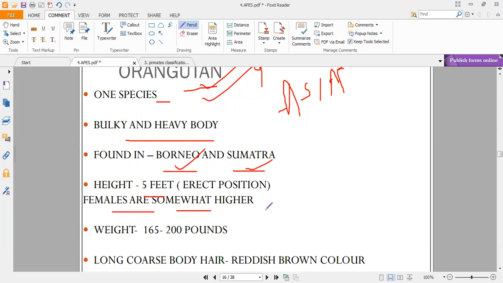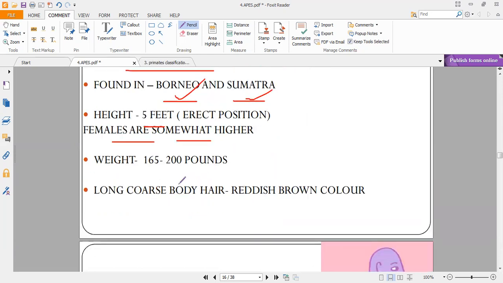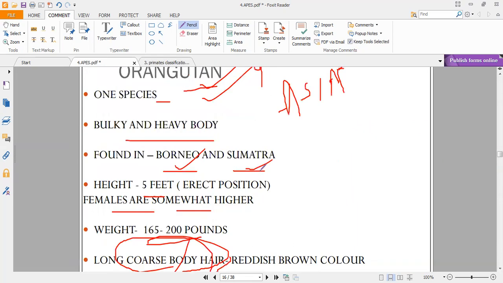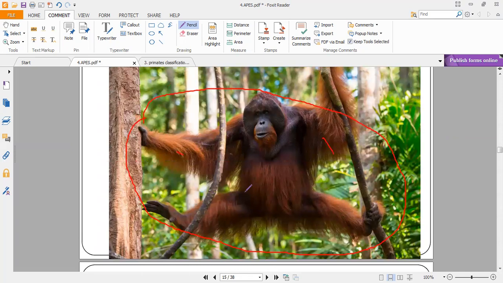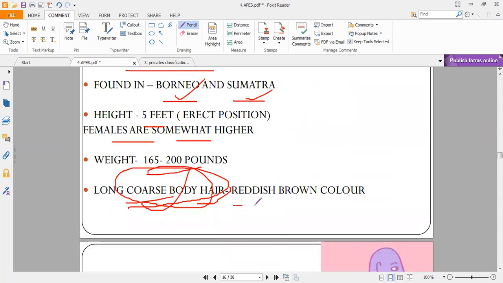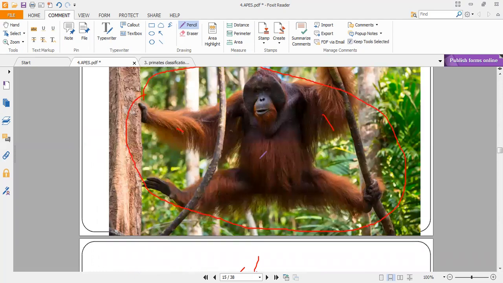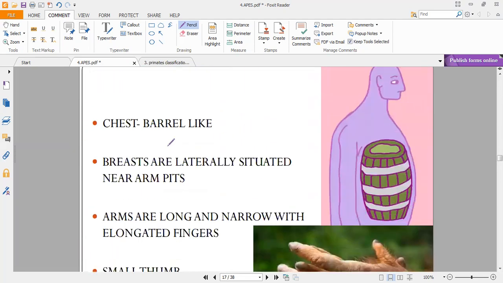And the weight is much greater than the gibbons, approximately 165 to 200 pounds. It is pounds, not kg. One pound is approximately 0.4 kg. So weight is around 165 to 200 pounds. And if we talk about their color, they have long, coarse body hair. The body hair is coarse. It is not smooth, you can observe. It is coarse hair, and the color is reddish brown. Observe the orangutans: they have coarse, reddish brown hair. Their chest is barrel-like.